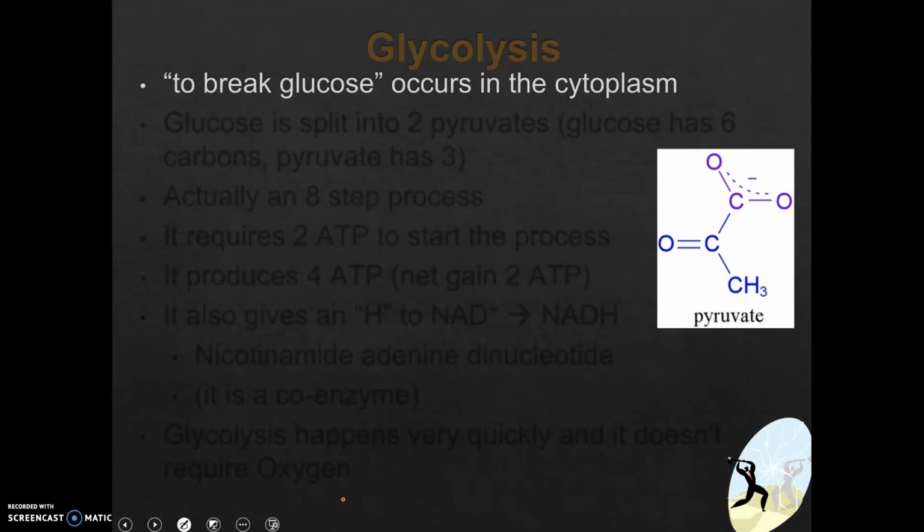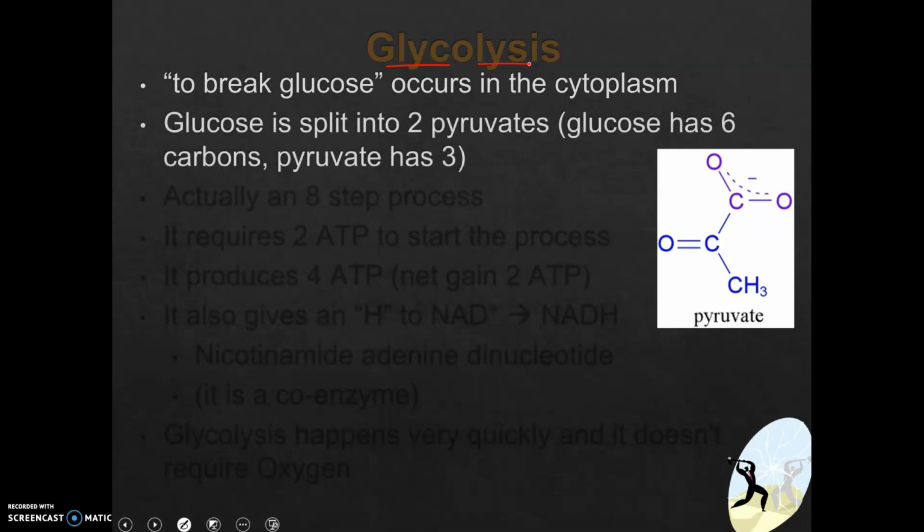All right, so glucose. Glycolysis means to break glucose. Glyco means glucose, and lysis means to break. And so this happens in the cytoplasm, and what's going to happen is one 6-carbon glucose is going to be split into 2 of these molecules. This diagram is pyruvate. You do not have to be able to draw that, so don't worry. It's an 8-step process. So even though ultimately glucose just gets broken in half, it's not a single step. It actually happens in 8 steps.